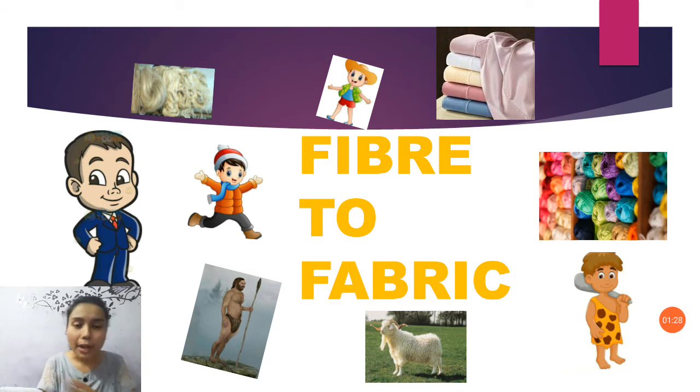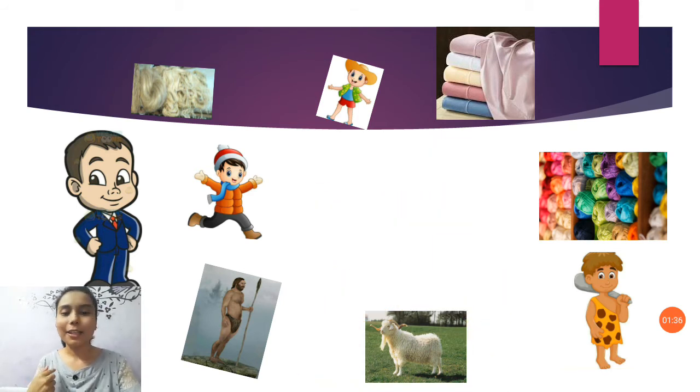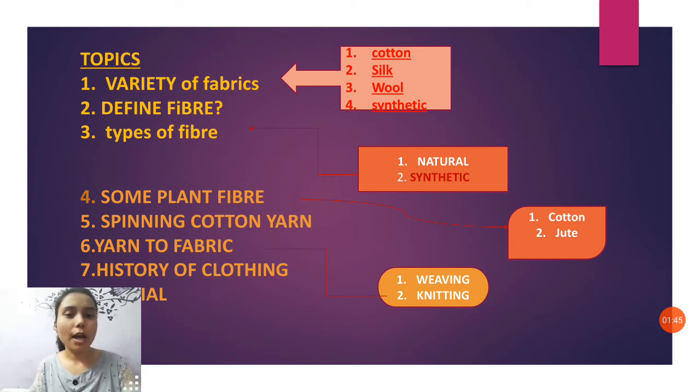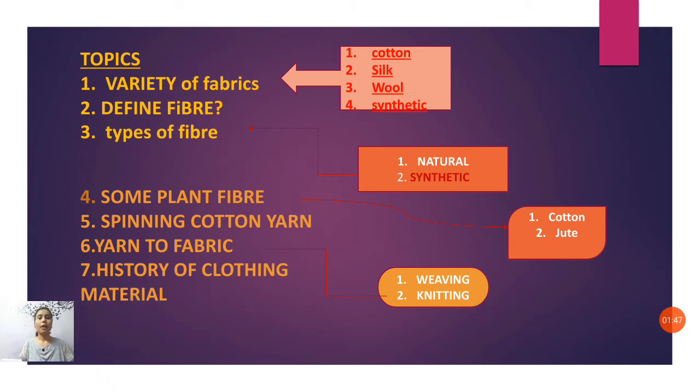So there are varieties of fabrics present in our nature, and we're going to study that. So let's begin. We're going to cover the first topic. There are 7 major topics. Those are variety of fabrics. There are 4 major varieties: cotton fabric, silk fabric, wool and synthetic. We're going to learn about these 4 fabrics.